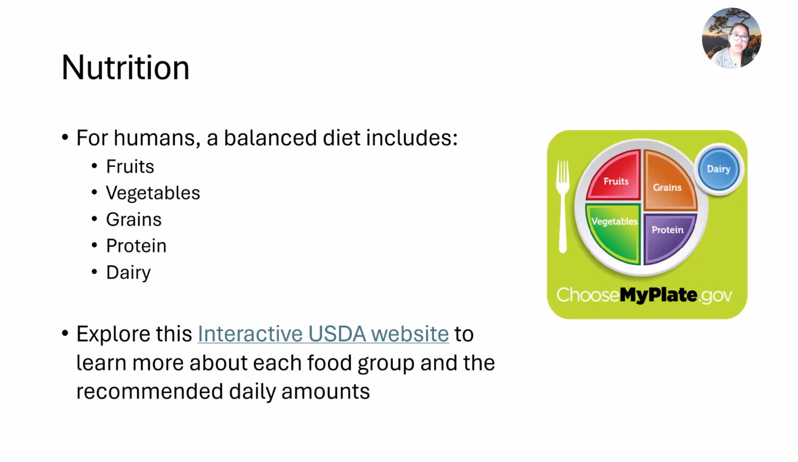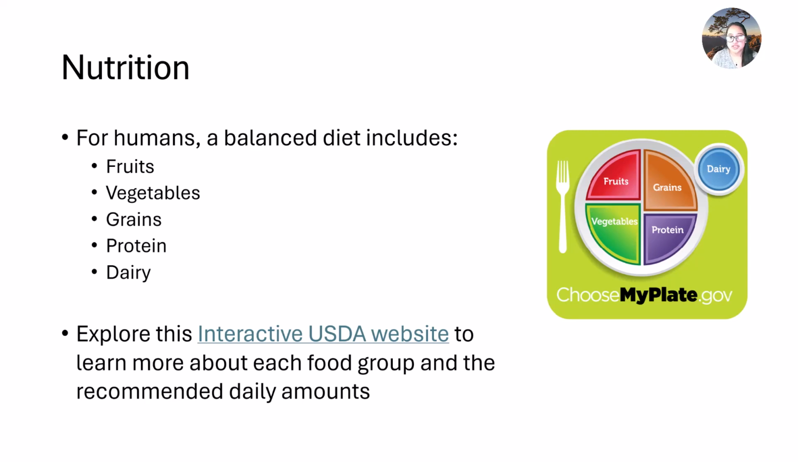So again, in the big picture, these macromolecules are important because they are things that function in each of your cells. So that's why we need to get them in our diet. So for humans, a balanced diet includes fruits, vegetables, grains, proteins, and dairy. And we need a balanced diet because we need to be able to get the full complement of all those different molecules, and not just way too much of one thing and not enough of some others. So we need a balanced diet.